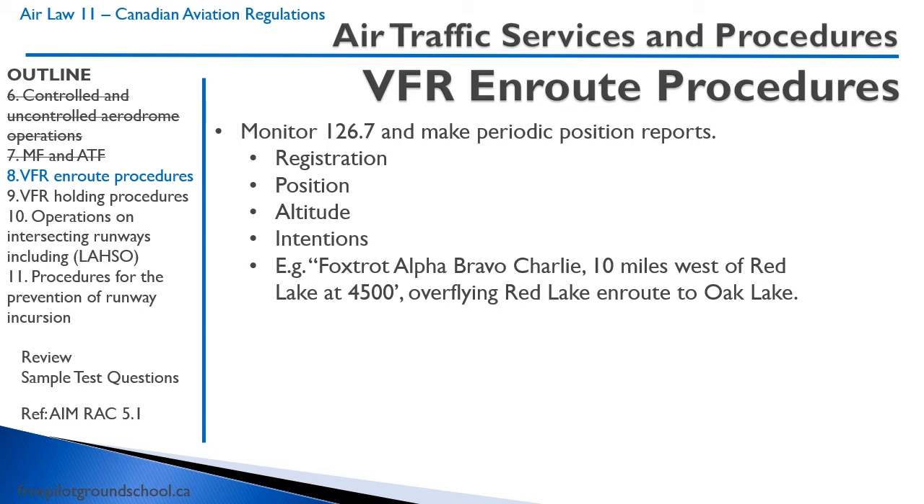These position reports are so that other aircraft in the area know where you are and where you're going, and will keep an eye out for you and remain clear of your area. The standard radio call, just like earlier: who you are, where you are, and what you're doing. So the registration, position, altitude, and intentions. For example, you would say, Foxtrot Alpha Bravo Charlie, 10 miles west of Red Lake at 4,500 feet, overflying Red Lake en route to Oak Lake. People will know, okay, this is where they are, 10 miles west of Red Lake, this altitude, and what you're doing.